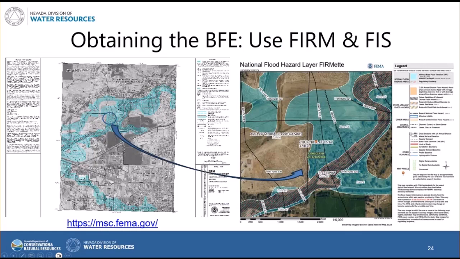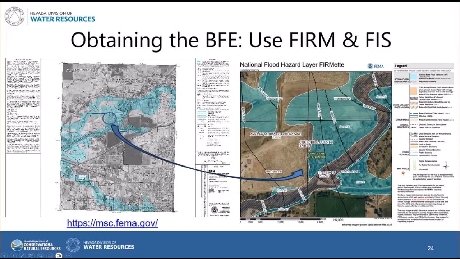I know this isn't a BFE class, but remember not to take the BFEs directly off the FIRM on these, using these wavy lines. These are rounded to the nearest whole foot. They can't be used alone, and they can't be interpolated between to estimate or round. You'll have to usually go to the flood insurance study in a riverine area for more detailed information.